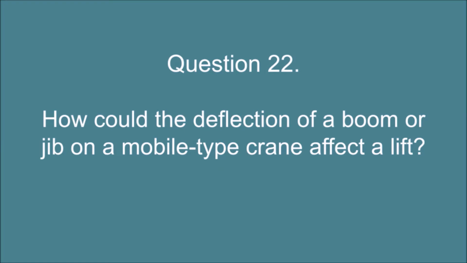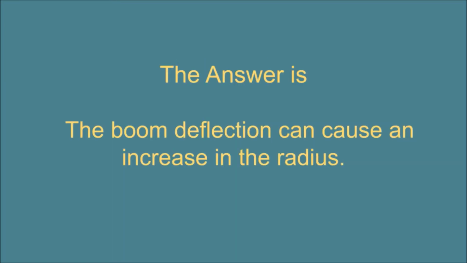Question 22. How could the deflection of a boom or jib on a mobile-type crane affect a lift? The answer is the boom deflection can cause an increase in the radius.